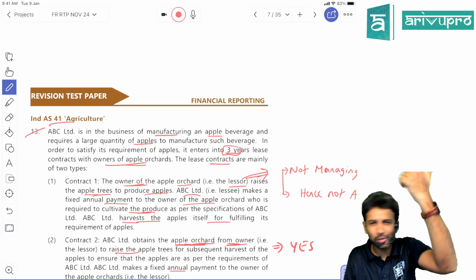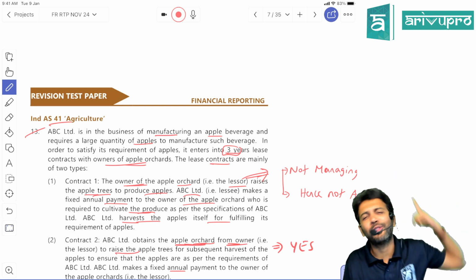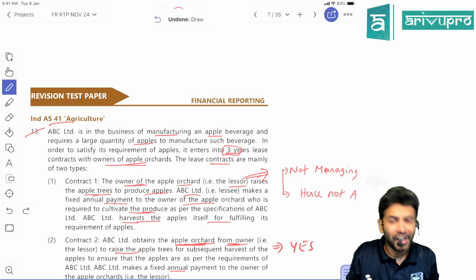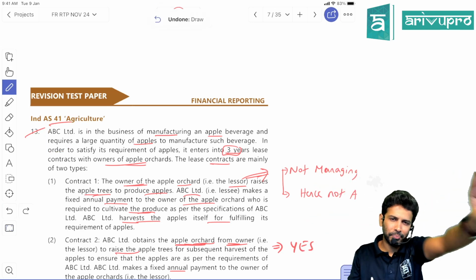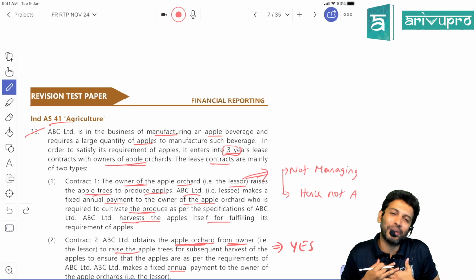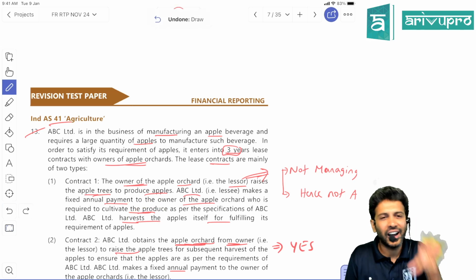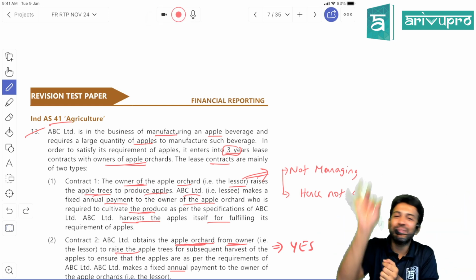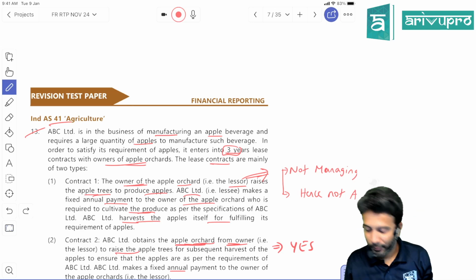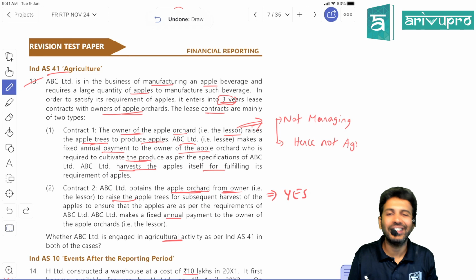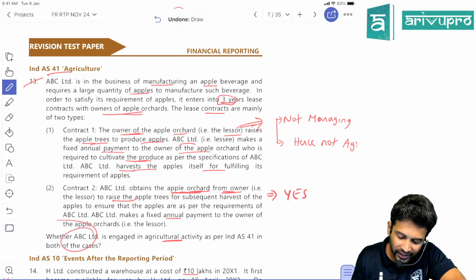Lease means obviously we have to make a lease payment. So we'll make some payment to the farmer and say, your job is done. Next, ABC will go to that apple orchard or apple farm and pluck the apples. That is our business. That's what we mean by harvesting. Harvesting simply is plucking. We simply make the payment and pluck it out, with all the efforts the farmer is doing. The question here is, can we say the first contract is an agricultural activity as per Ind AS 41?